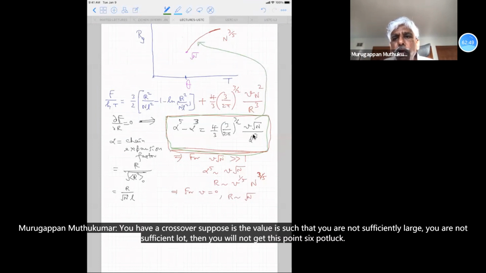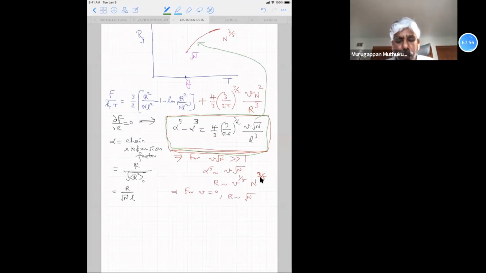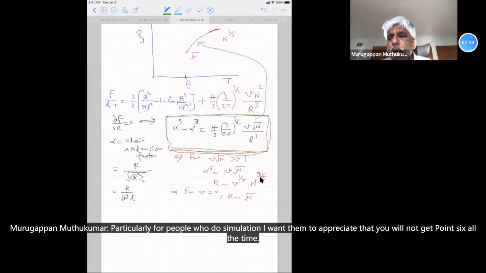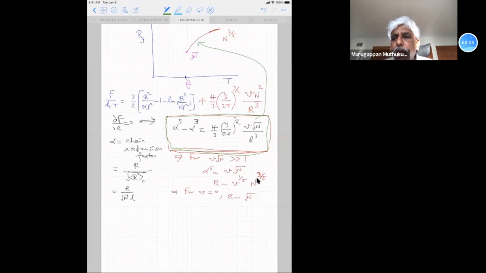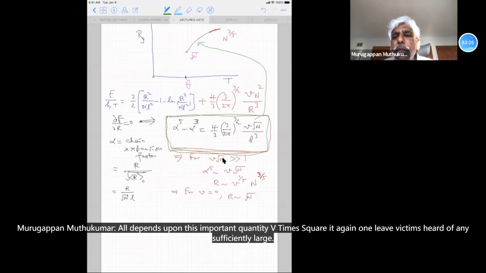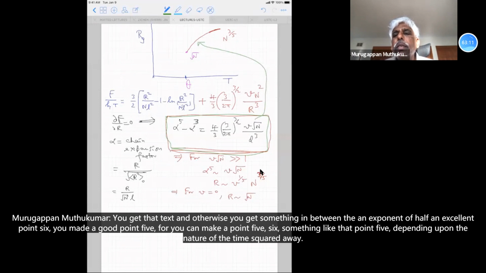Suppose the value is such that n is not sufficiently large, then you will not get this 0.6 power law. Particularly for people who do simulations, I want them to appreciate that you will not get 0.6 all the time. It all depends upon this important quantity v times square root of n. Only if v times square root of n is sufficiently large do you get that exponent. Otherwise, you get something in between, an exponent between half and 0.6. You may get 0.54, you may get 0.56, something like that, 0.55, depending upon the nature of v times square root of n.